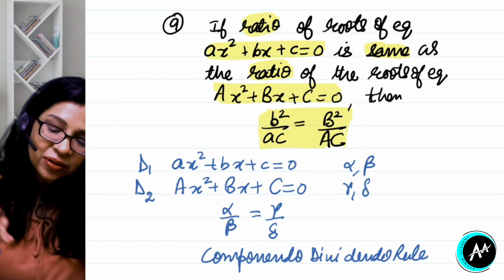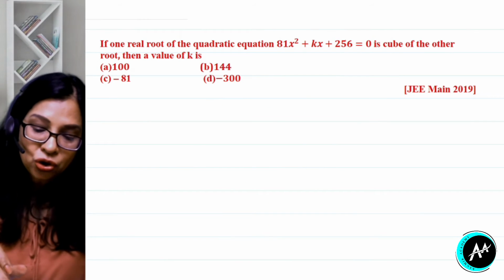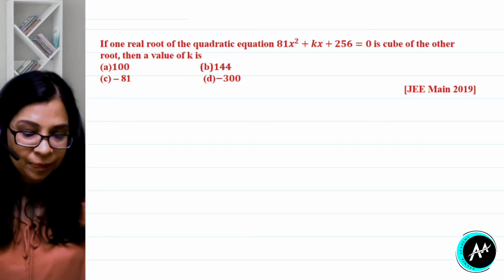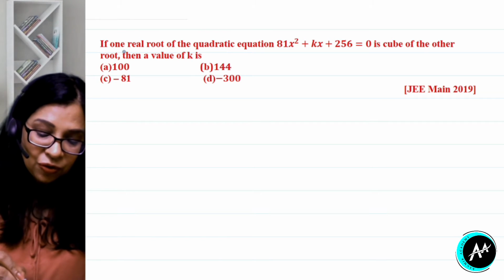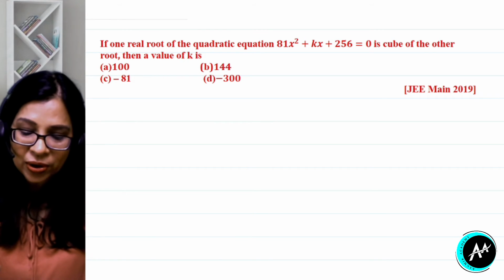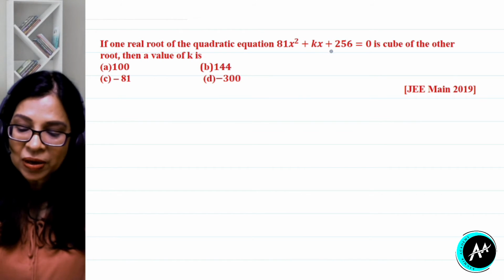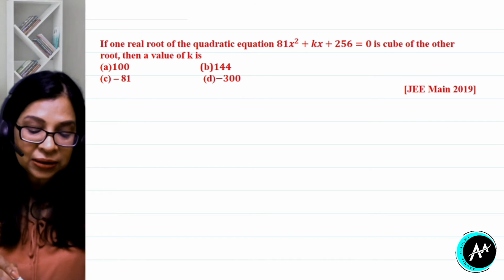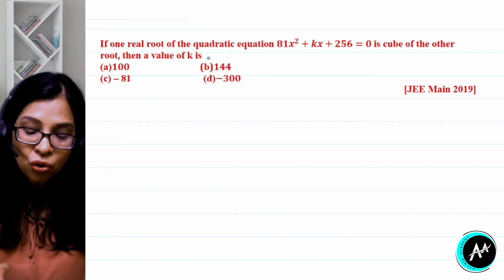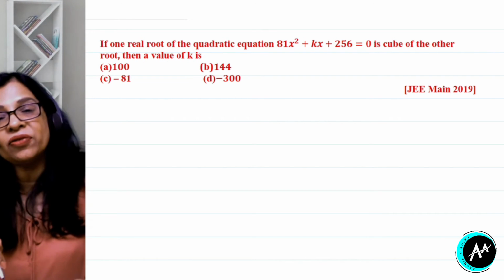Now let us look at the first question. You can see the first question on your screen. What does it say? One real root of quadratic equation 81x square plus kx plus 256 equal to 0 is cube of the other. Then a value of k is. So we have to find the value of k.